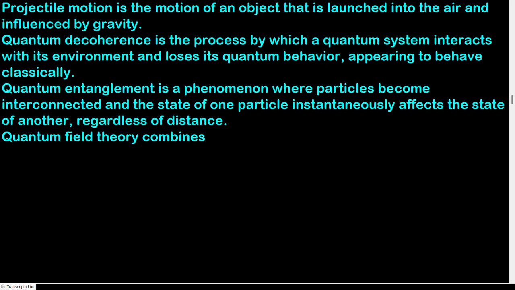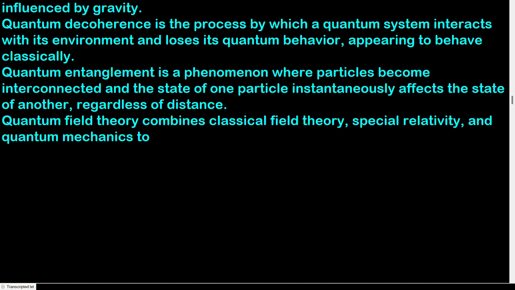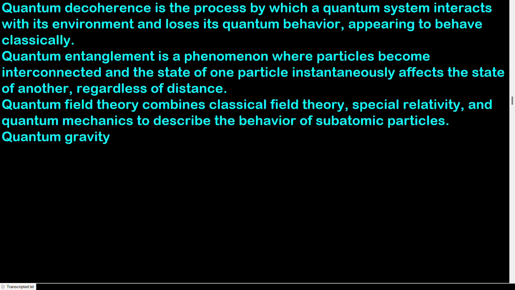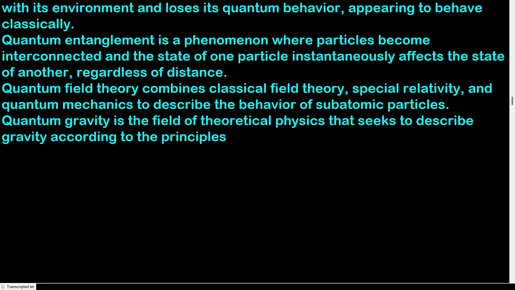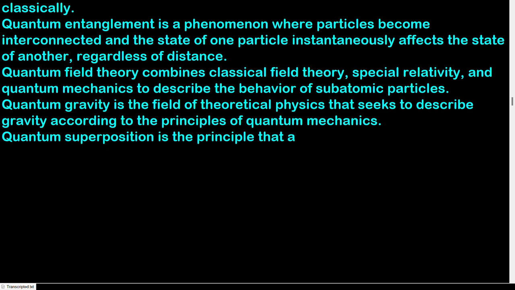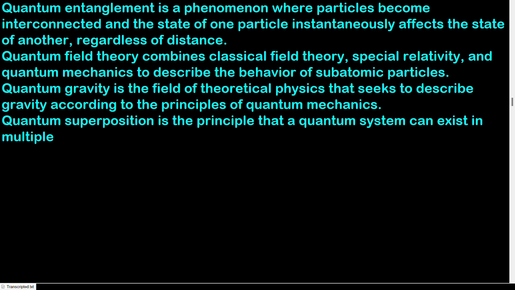Quantum field theory combines classical field theory, special relativity, and quantum mechanics to describe the behavior of subatomic particles. Quantum gravity is the field of theoretical physics that seeks to describe gravity according to the principles of quantum mechanics. Quantum superposition is the principle that a quantum system can exist in multiple states simultaneously until it is measured.